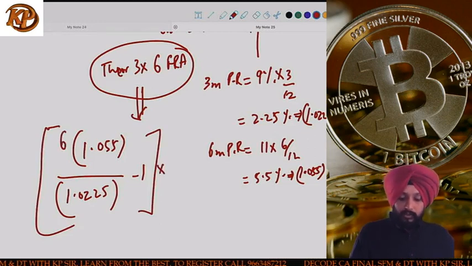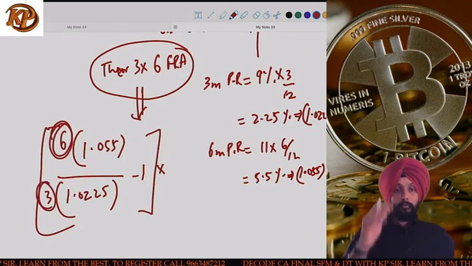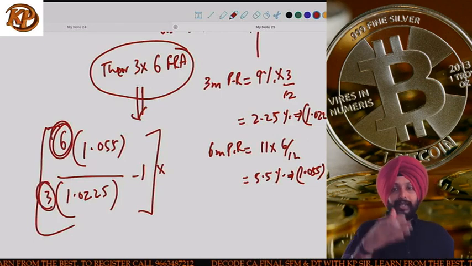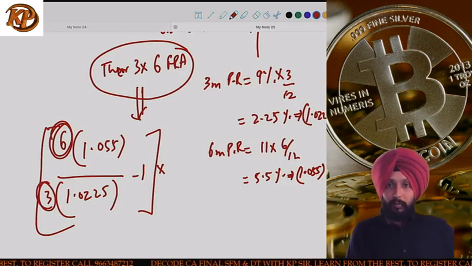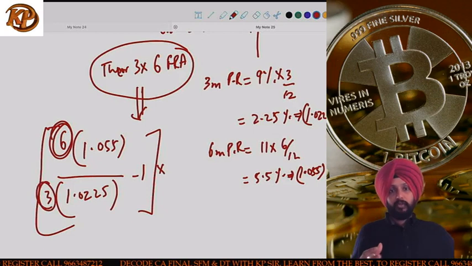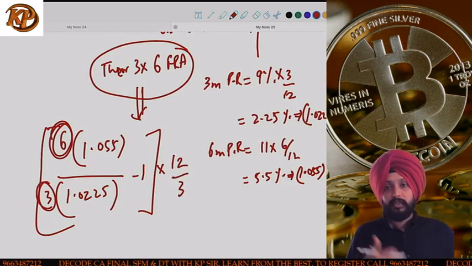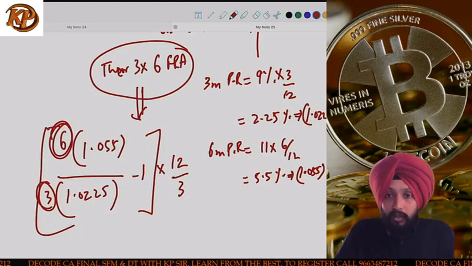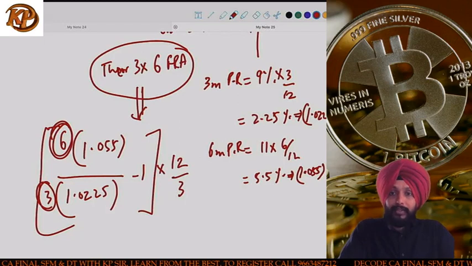From the bigger factor, we remove the smaller factor, and this is your answer. From 6 we remove 3, so we get the answer for 3 months. That is, after 3 months, the rate for 3 months. From the 6 months rate, if we remove the 3 months rate, then we get the answer for the remaining 3 months, and we multiply by 12 by 3, because this is the answer for 3 months. Then how much is the answer on an annual basis? That is what we calculate in this way.